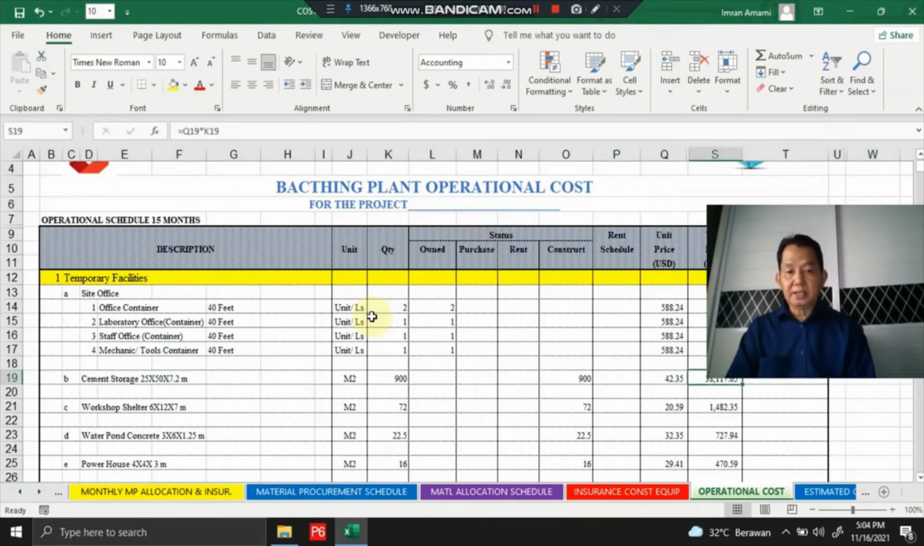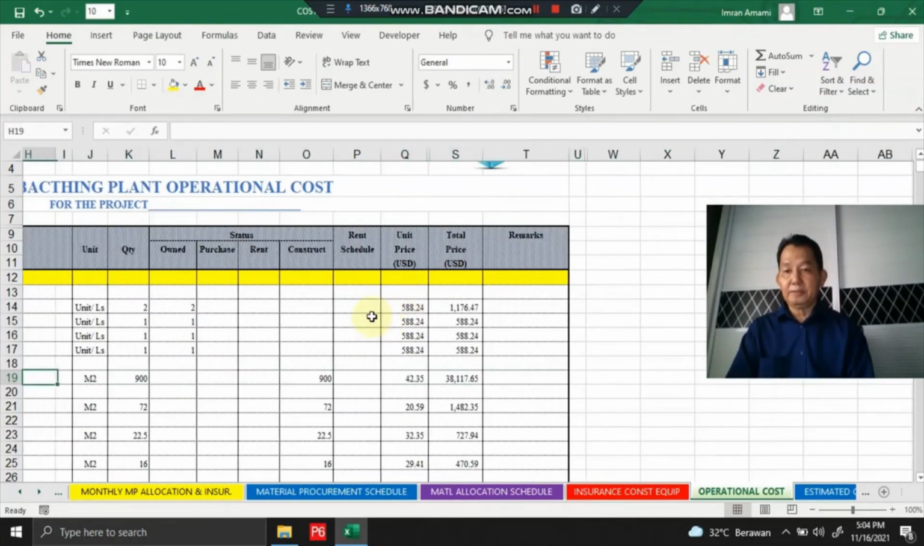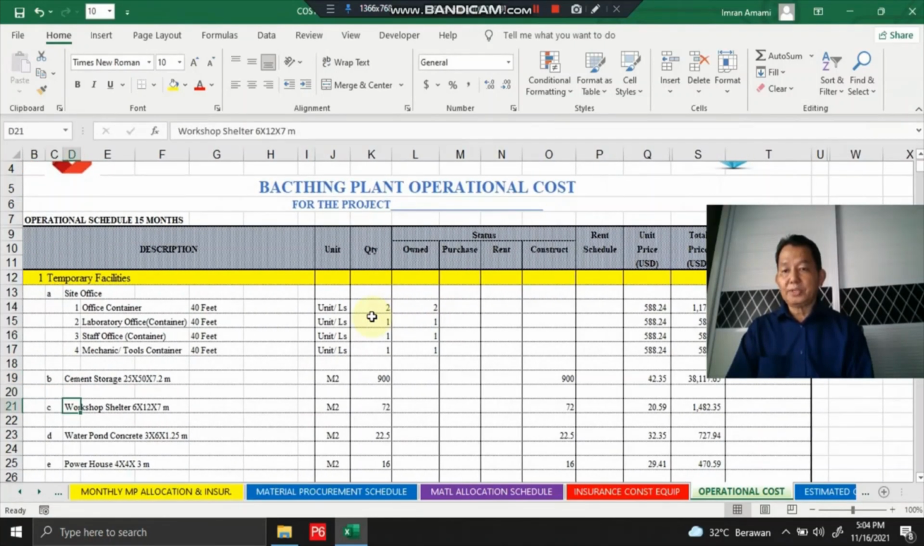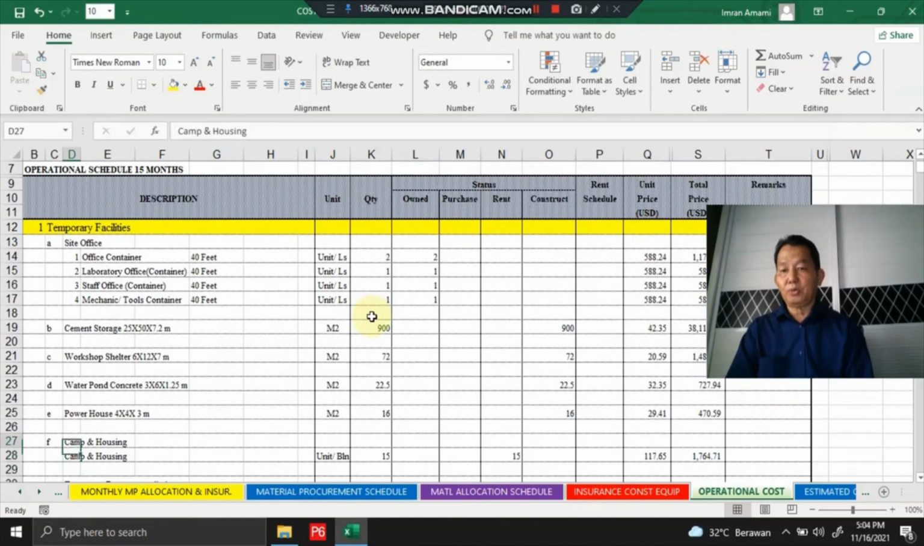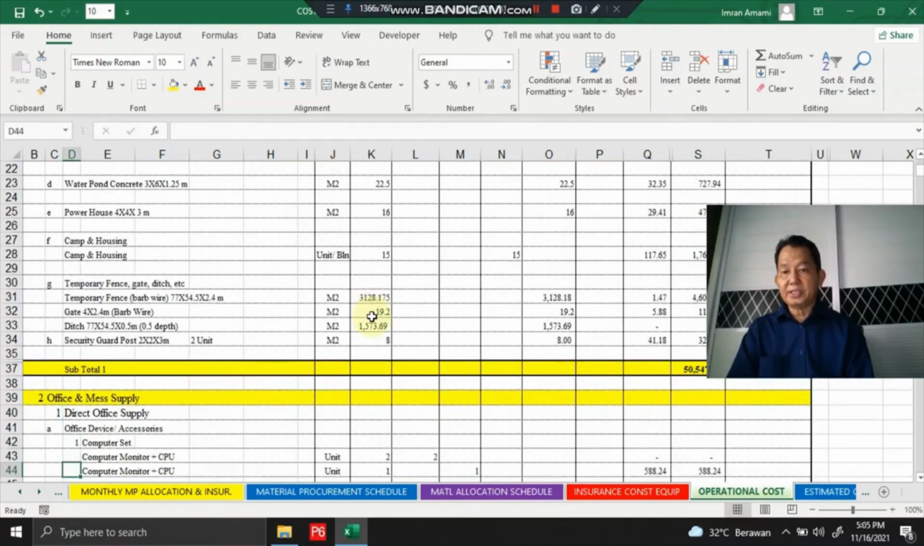and this is the estimated price for this cement storage construction. And then workshop, construction for the workshop shelter, construction for waterborne concrete, construction for powerhouse with the size detail, and then camp and housing, temporary fence, gates, ditch, etc.